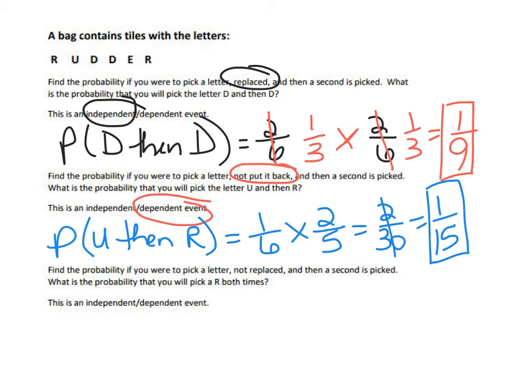Okay, and the last one says find the probability if you were to pick a letter, not replaced, and then a second is picked. What is the probability that you will pick an R both times? So was this independent or dependent? Dependent. What tells you that it's dependent? Not replaced. Okay, so let's go ahead and do probability of R, then R.